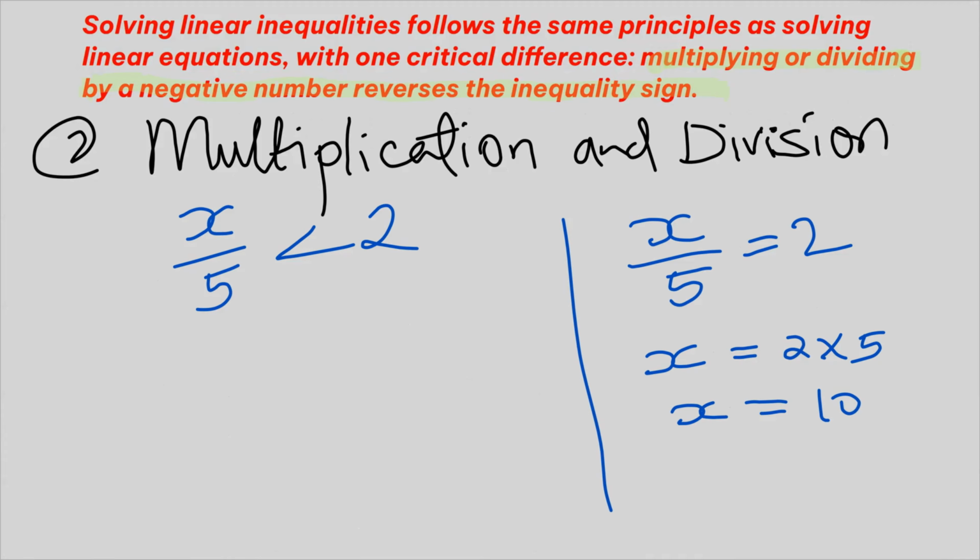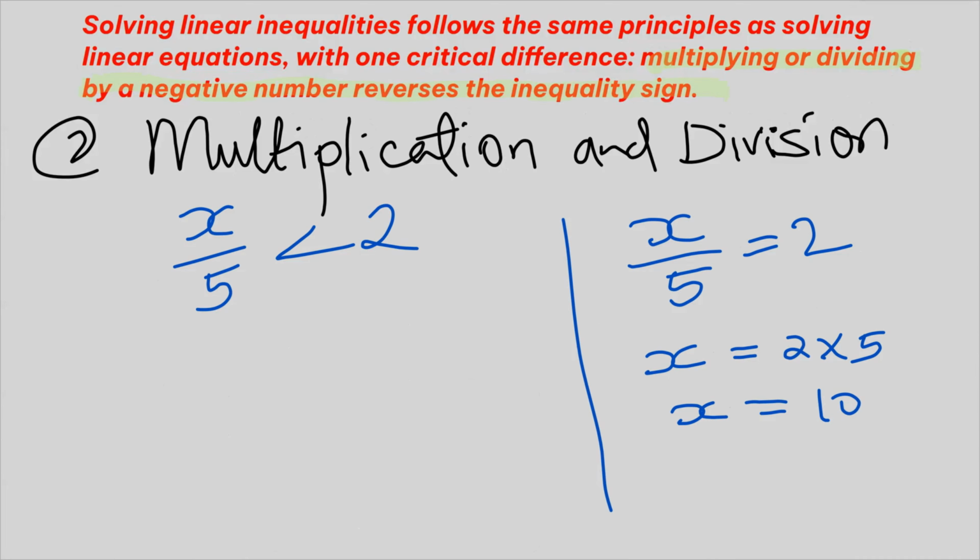Now, as you can see here, our 5 is positive. So if our 5 is positive, anything that you are going to do with a positive number is just the same as you could have done with a normal linear equation. So when multiplying or dividing by a positive number, the sign remains the same.